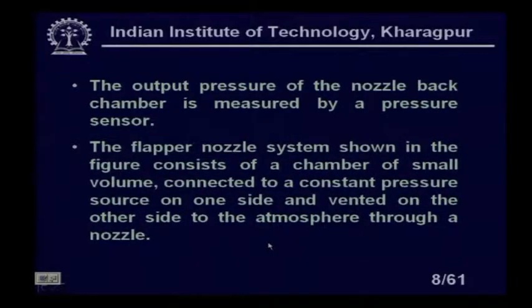The flapper nozzle system shown in the figure, that means figure 1, consists of a chamber of small volume connected to a constant pressure source, which is P s, on one side and vented or bled on the other side to the atmosphere through a nozzle. Okay, this is a basic principle. If you are asked what the flapper nozzle system is, you must write this line.